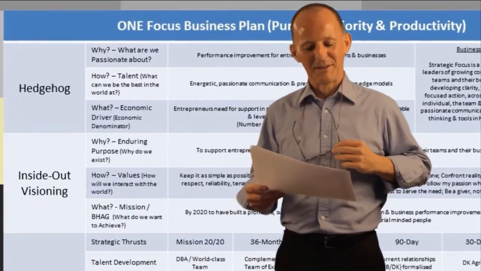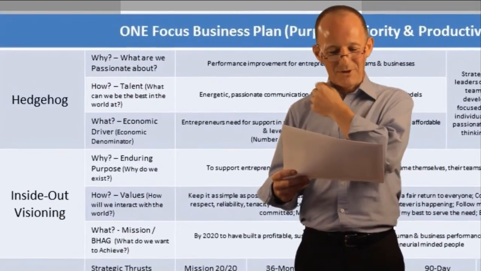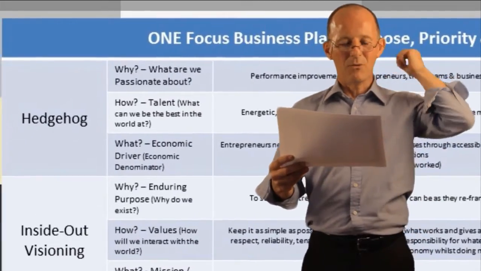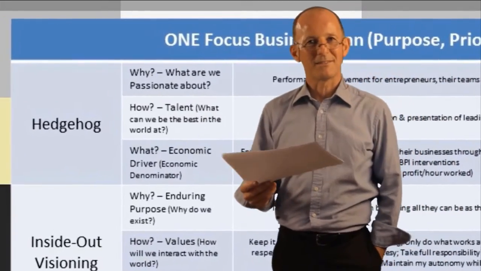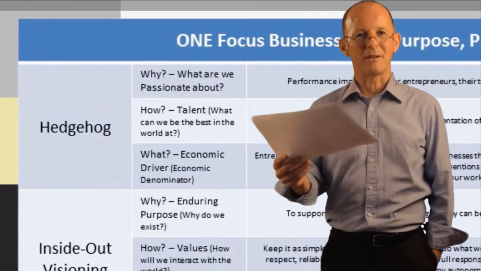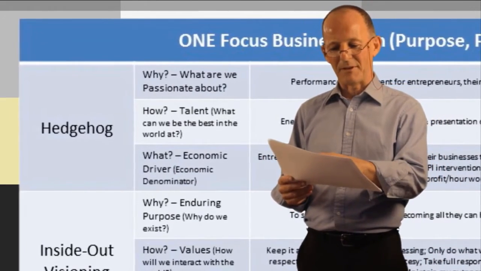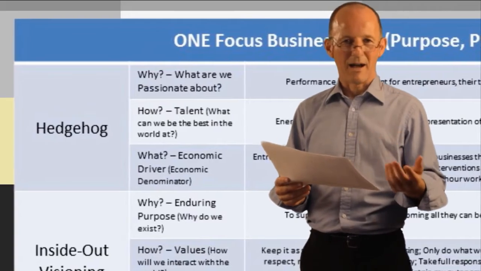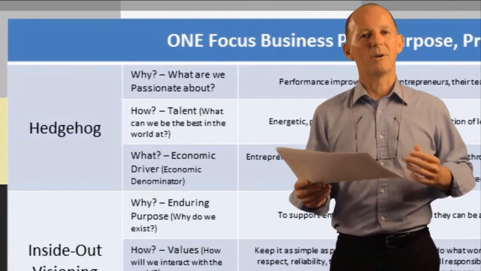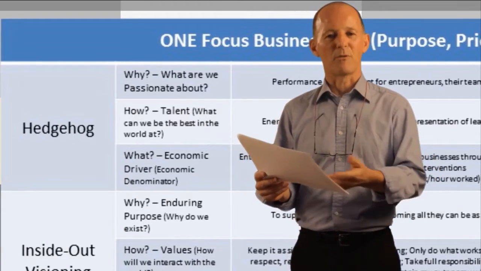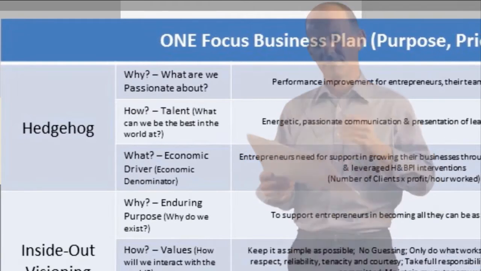You can see here there are three parts to our hedgehog, as we know. There is why, passion; how, world-class talent potential; and what, our economic driver or our denominator. And you can see here I've called this ABC Company 1, 2, 3 plan, but in fact I've extracted pieces from my own company's plan and I've put it in here as a working example, certainly for part of it, so you have a sense of how it flows.